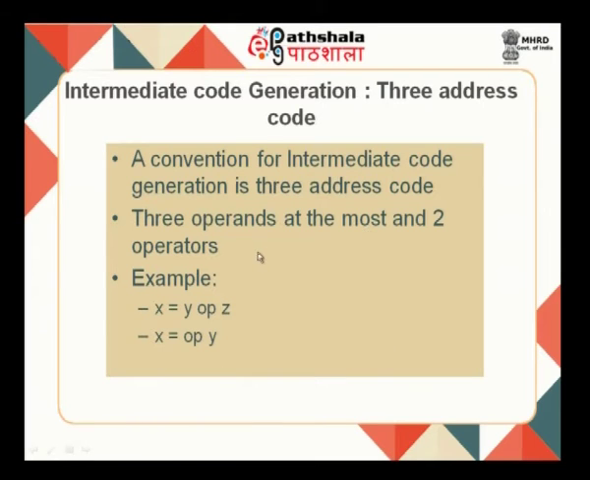One example is 3 address code, which is one type of intermediate code, where it can have at most 3 operands and 2 operators. Out of the 2 operators, one has to be an equal to assignment operator. So, examples are x is equal to y operator z, x is equal to operator y. So, this is one type of 3 address code. Here y, z, x are the 3 addresses, and this is one operator, and I have an equal to operator also.